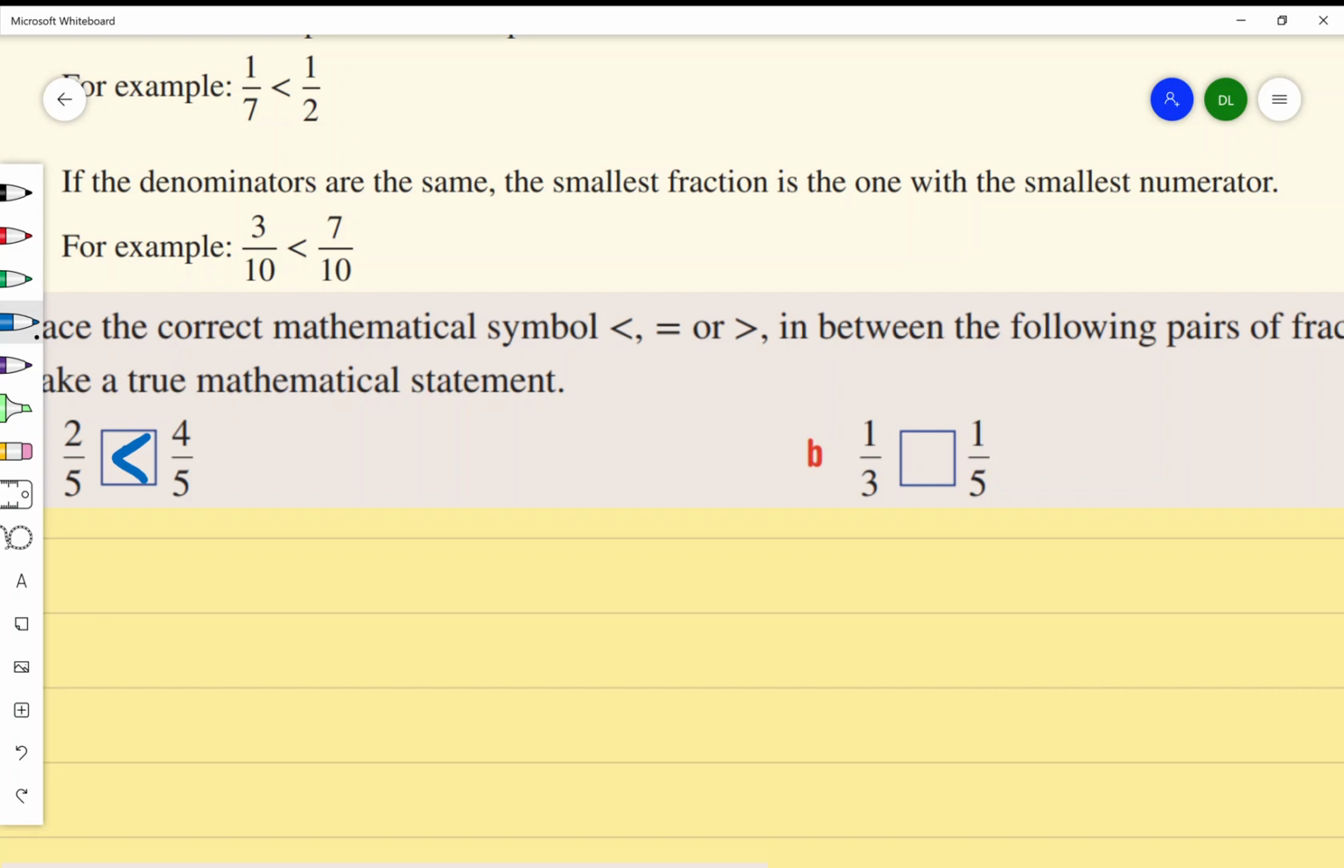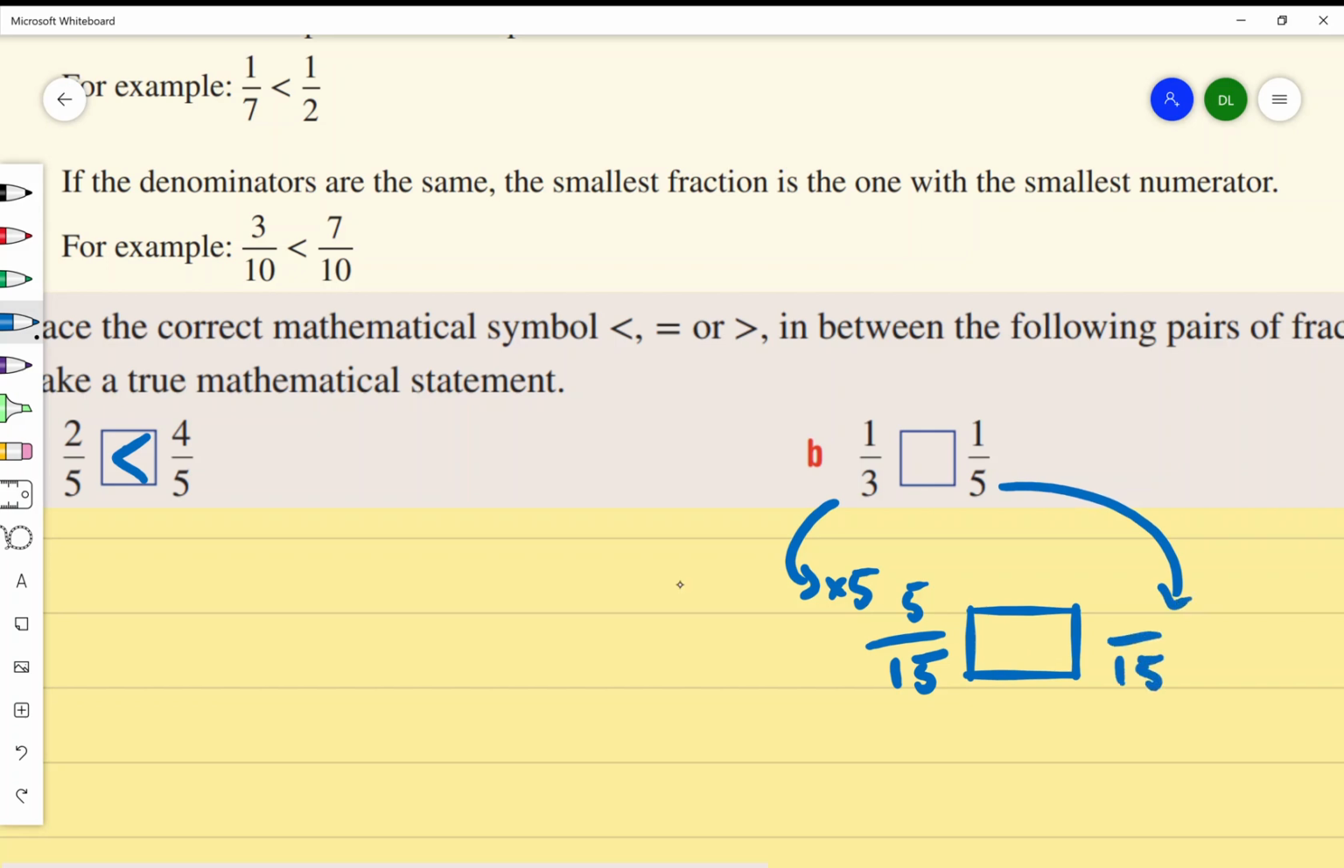Noah. 15. How do I get from 3 to 15? I times it by 5. Good. So I get over 15 because you said 3 times 5. Now, if I times the bottom, I have to times the top. So what's 1 times 5? 5. So that's my first fraction. My second fraction, how do I get from 5 to 15? Times by 3, thank you. And if I do it to the bottom, I have to do it to the top. So 1 times 3 gives me 3. Awesome. Now we've got the same denominator.